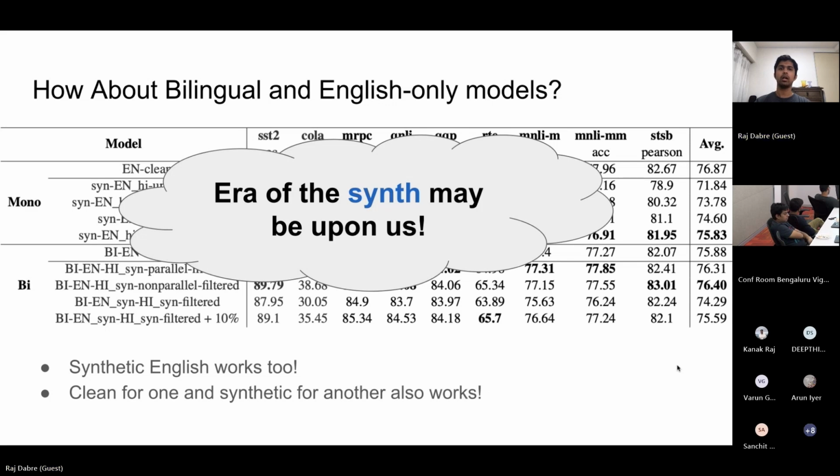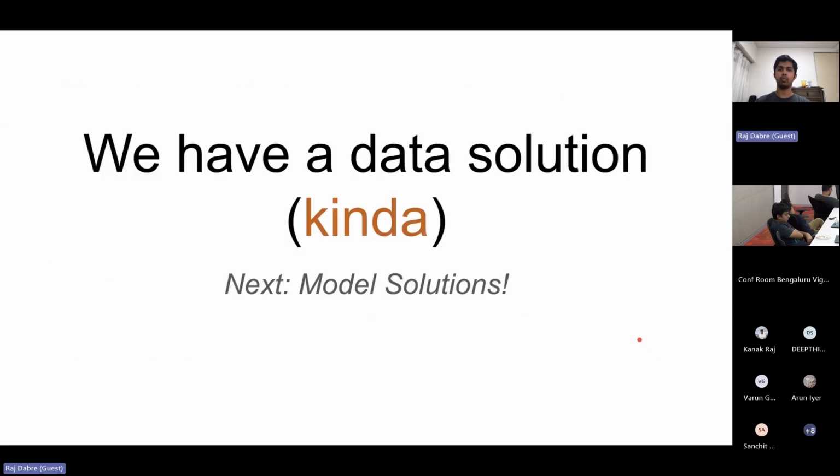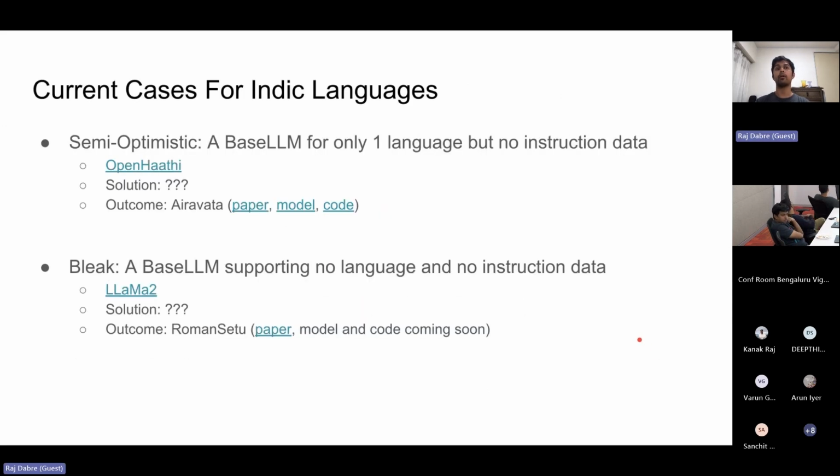Cool. So now we want to get into the modeling solution. Let's go back to the question: what is the current case for Indian languages? Well, you have a semi-optimistic situation where you have a base LLM for only one language, but no instruction data. Which is this base LLM? It is OpenHathi, which is trained specifically for English and Hindi, and we want a solution for this. How do you get an LLM which follows instructions and does follow a variety of tasks in the native language, which is Hindi? And the outcome of this was Airavat.